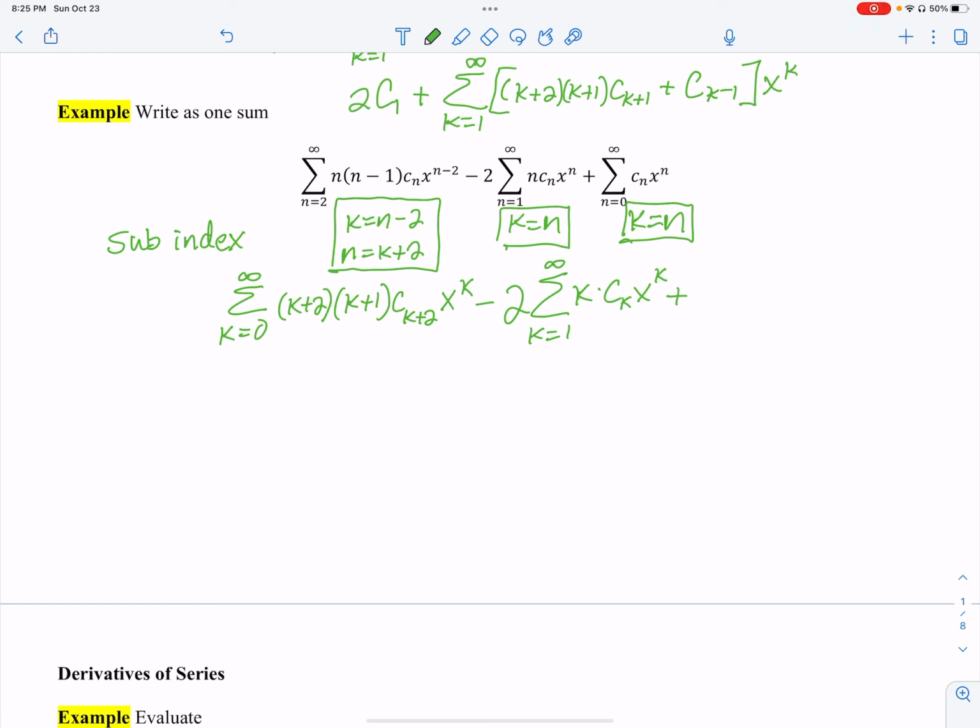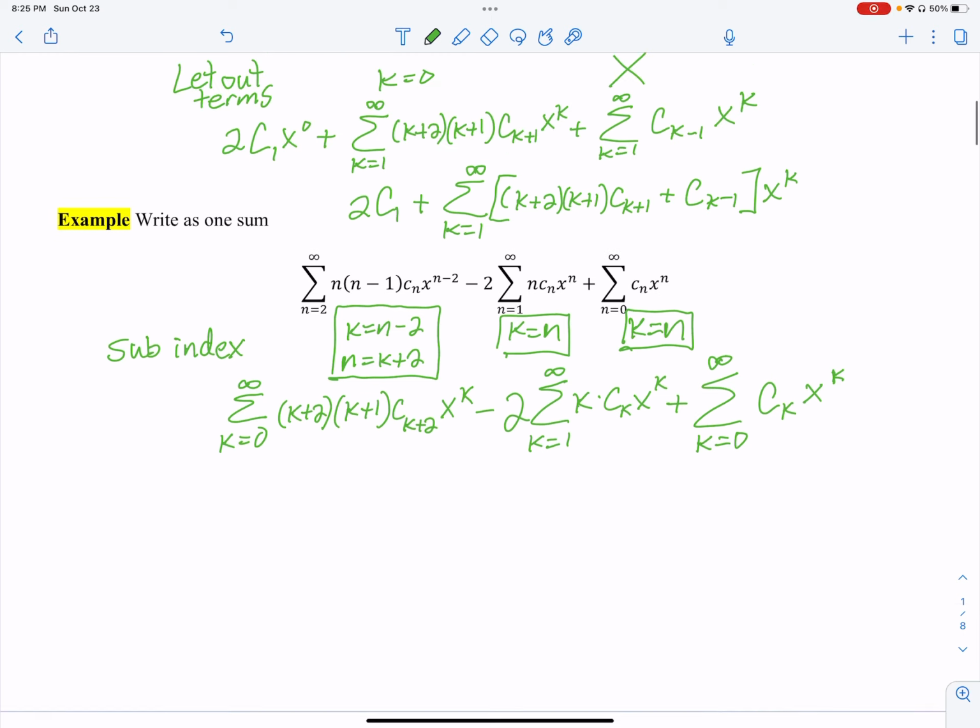Some books, if you look a lot of this up, they won't actually change, they'll just leave them n's. I like to change them to k's because I think it's easier to make the substitutions. The other curriculums, other examples that I've looked at in the past, they don't do that, and I've gotten lost. So I like to change to the k. Right, so now I have that, and I would be able to add all those together if they have the same indices.